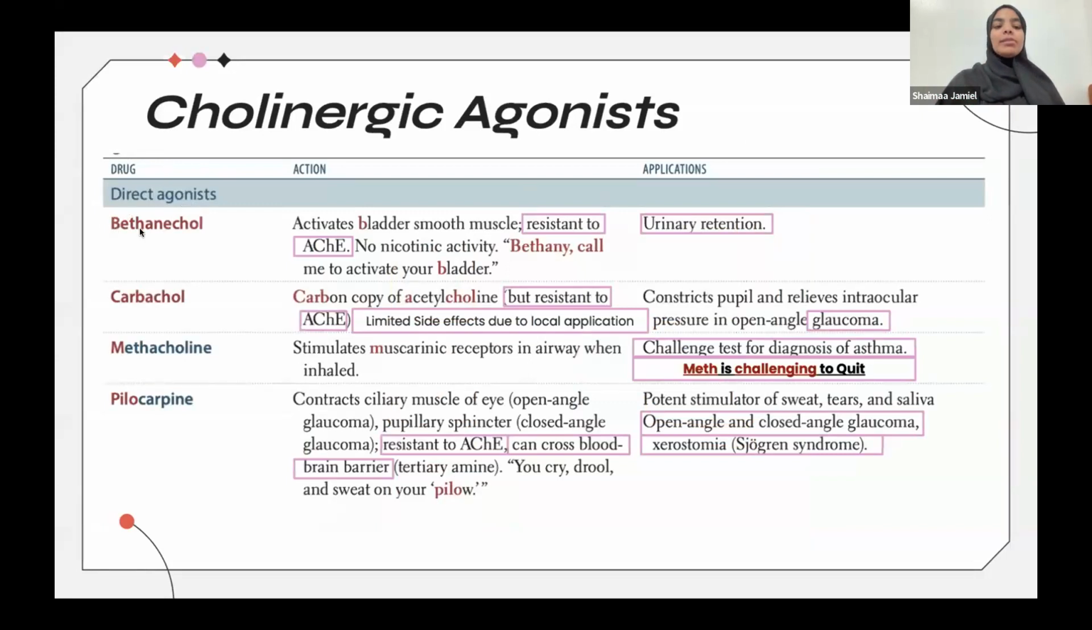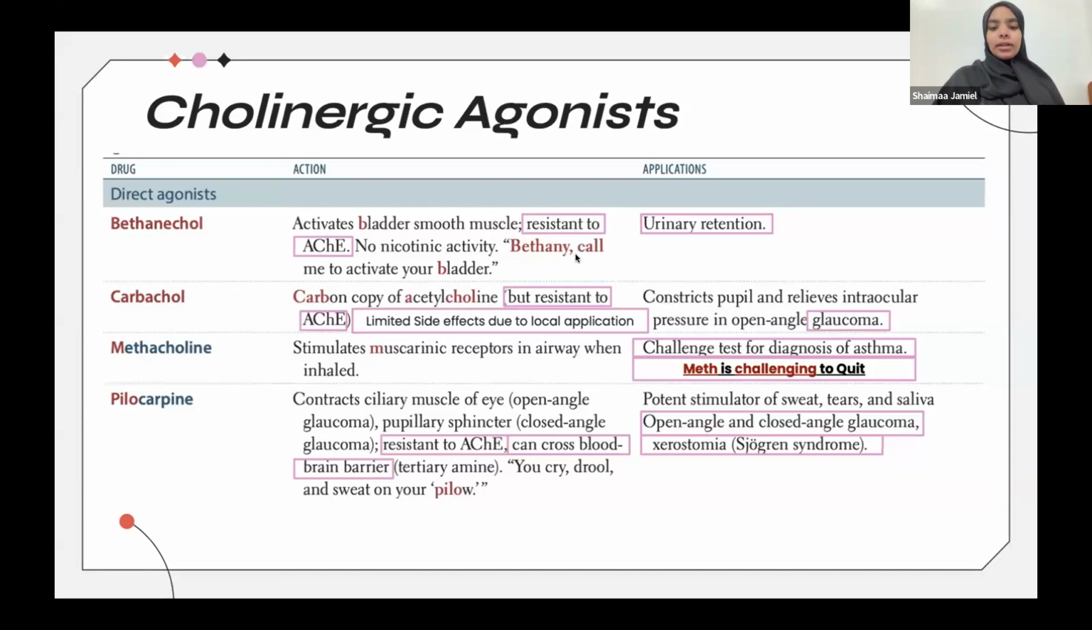So the first one is bethanechol. If you realize, almost all of them call for choline because they look like acetylcholine, except this one. So bethanechol, basically, it acts on the bladder, okay? It acts on the bladder. It's going to cause constriction, and it's also only muscarinic, not really nicotinic receptors, mainly muscarinic receptors, and almost all of them are like that.